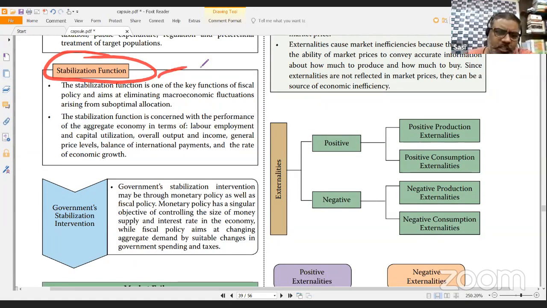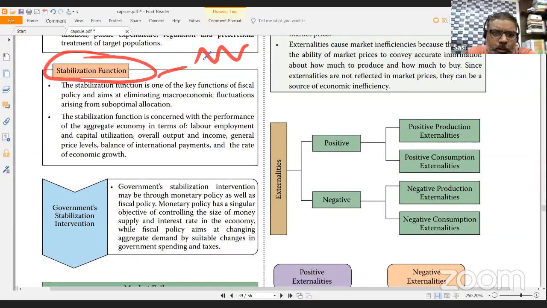Why is this function required? Because of the business cycles, as we discussed earlier. Allocation and redistribution functions are microeconomic functions. In allocation, the government is making allocation to one company, maybe one individual, like that. In distribution, the government is giving money or food or rice or wheat to individuals, and that is also microeconomic. Now, the stabilization function is not directly targeted at some people or companies. So it is a macroeconomic function.